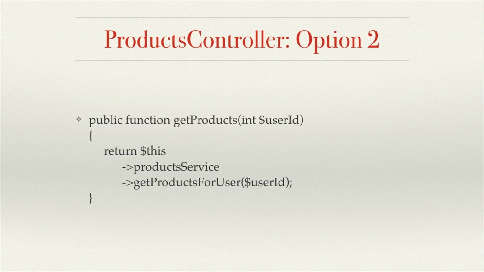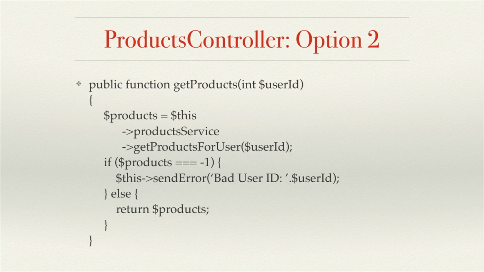Now, option number 2, the controller has to handle this condition now. So if products, instead of being an array, is -1, then I might send an error message, bad user ID. So at least in this case, I am handling this error condition. So somebody using my API will not be confused. And then if I did get an array, if it's not -1, I'm just going to return the products, assuming that it's going to be an array. Okay?